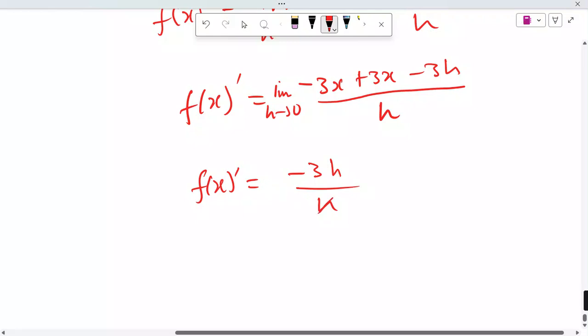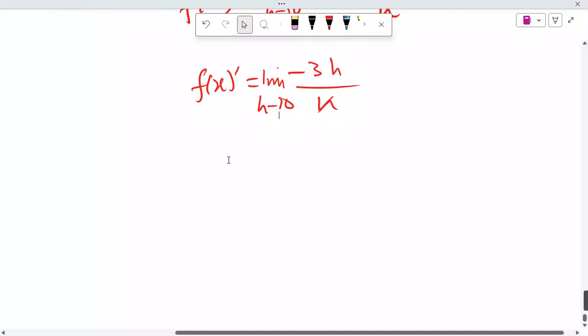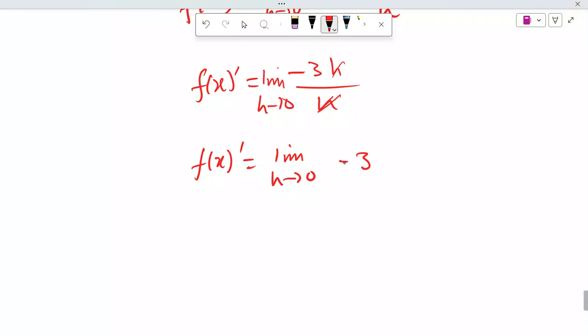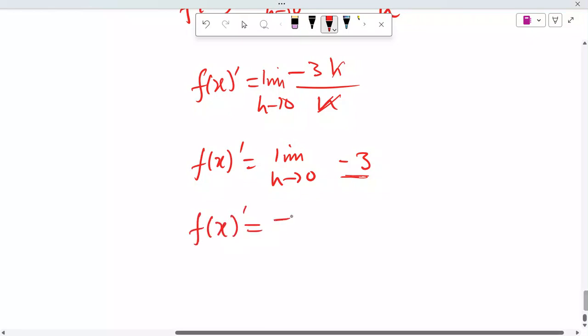Oh, sorry, there is a limit here. How do I keep on forgetting to write the limit? As h approaches 0, f prime of x equals the limit as h approaches 0. So h and h will cancel, and we'll have negative 3 here. So the limit as h approaches 0: we don't have h here. You can see h approaching 0 won't affect this number. There is no h here, meaning the limit as h approaches 0 is just negative 3. So this is your answer. The derivative of that function is negative 3.